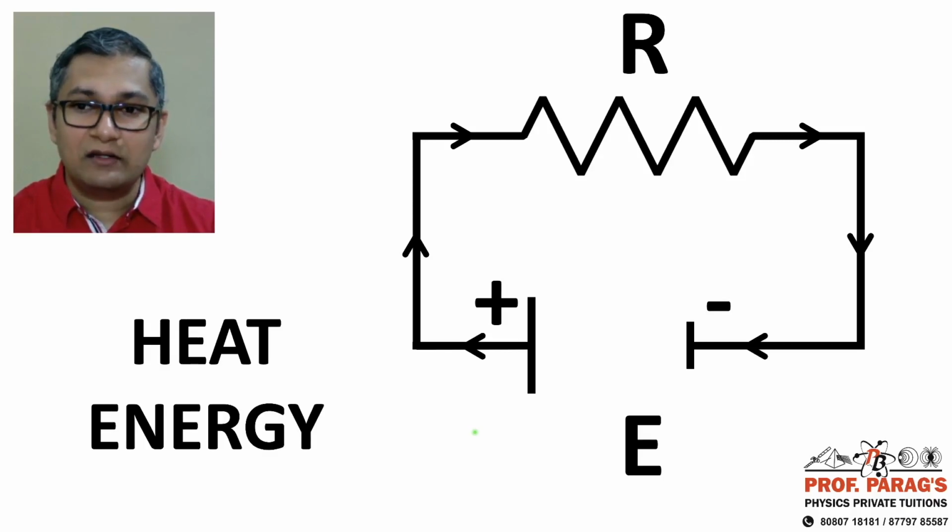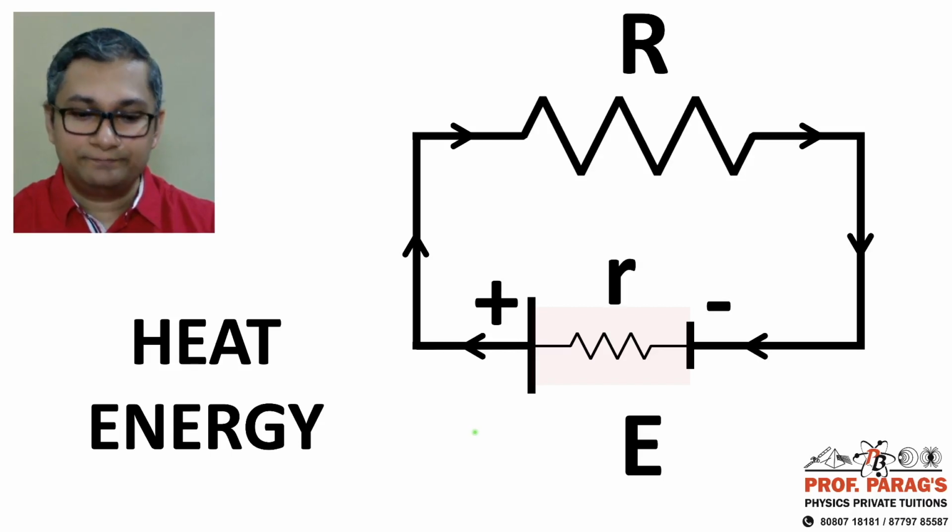So how do I show heat in a circuit? Very simple. Just draw a resistor. Why? Because when current flows through a resistor, we all know from 10th standard that that's what is called Joule's effect, the heating effect of current. I squared R T is the formula for the heat generated inside a resistor when a current I flows through it.